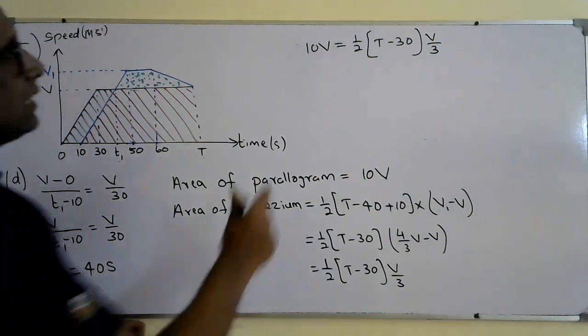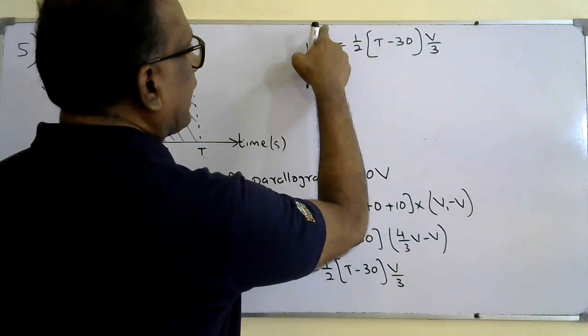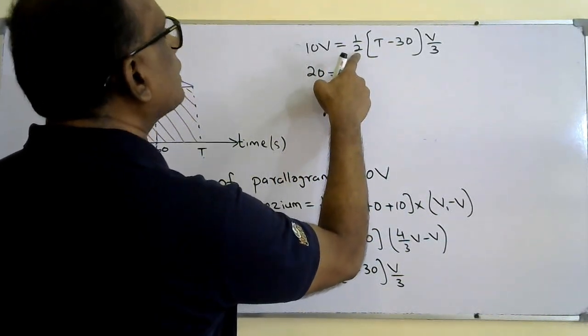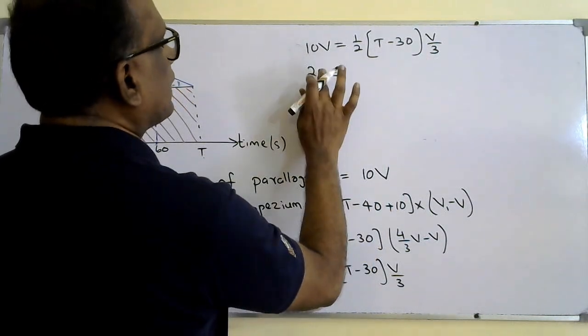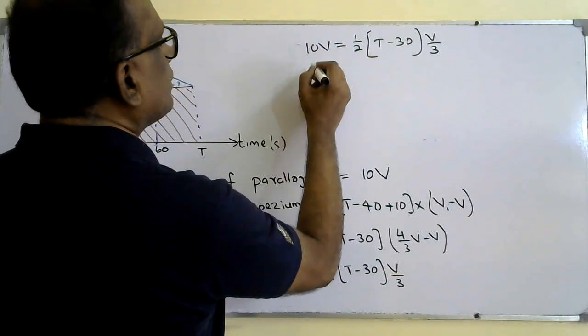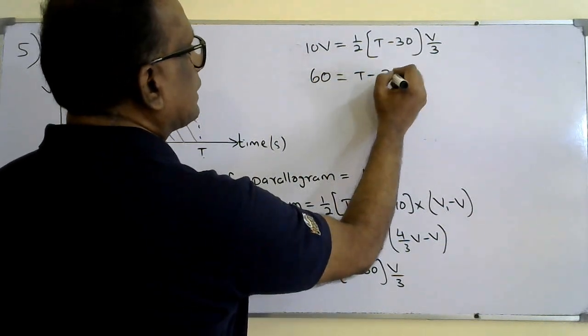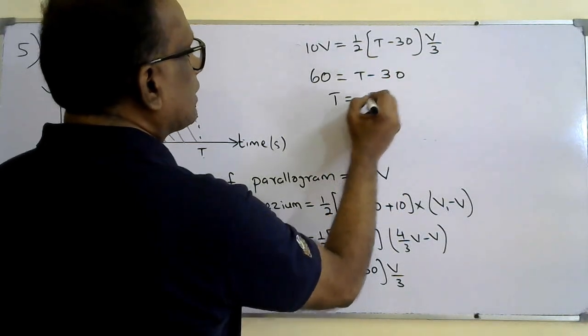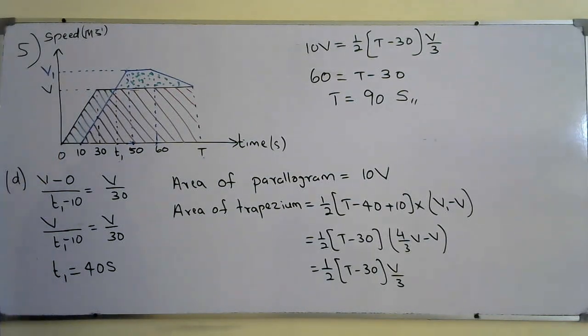So you will get, cross multiply, 20 is equal to (T minus 30) by 3. That is 20 into 3 is 60. 60 is equal to T minus 30. Solve for T: 90 seconds.